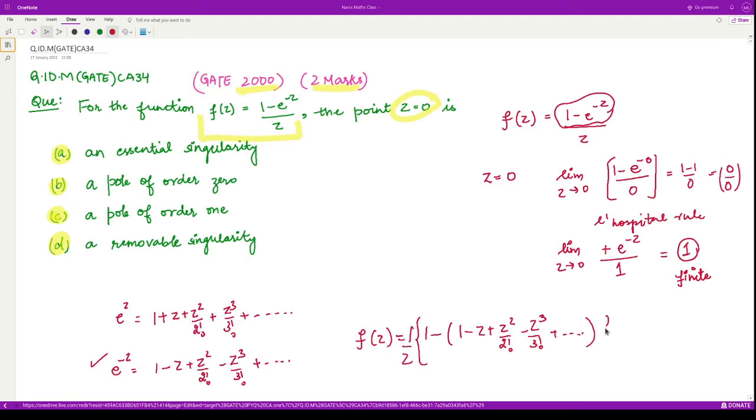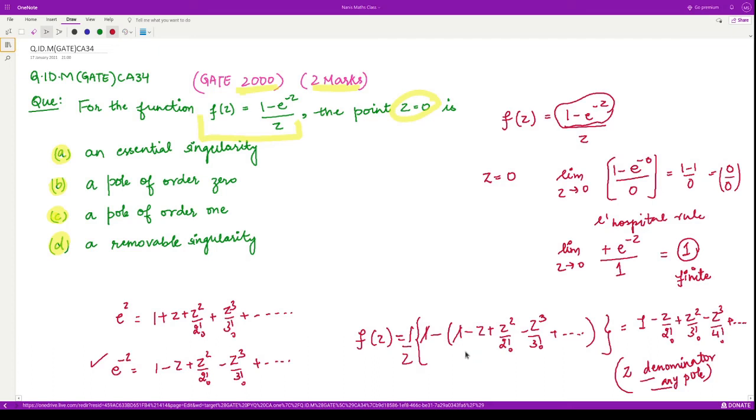So you see this 1 and 1 cancel, and we are left with 1, right? This minus and minus becomes plus, and z divided by z is 1, and we have minus z upon 2 factorial plus z square divided by 3 factorial minus z power 3 by 4 factorial and so on. So you see we do not have any term containing z in the denominator. That means we do not have any pole. This is one thing, we do not have any pole.